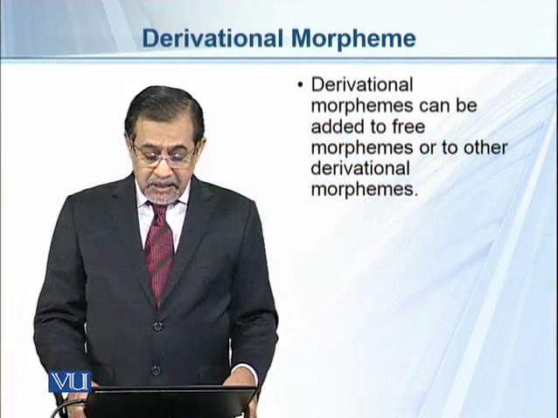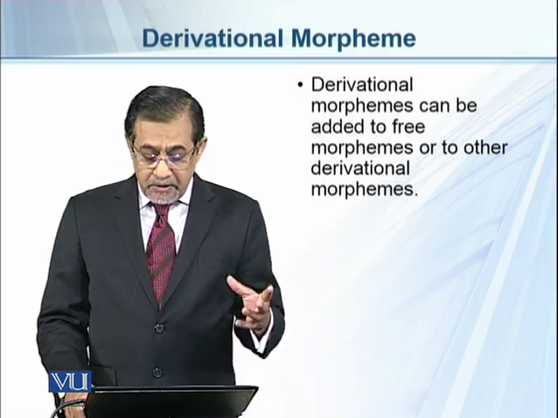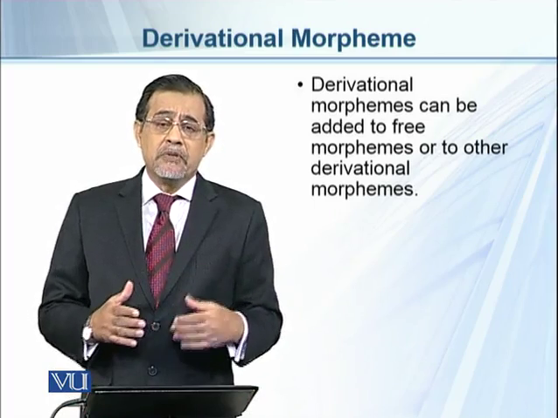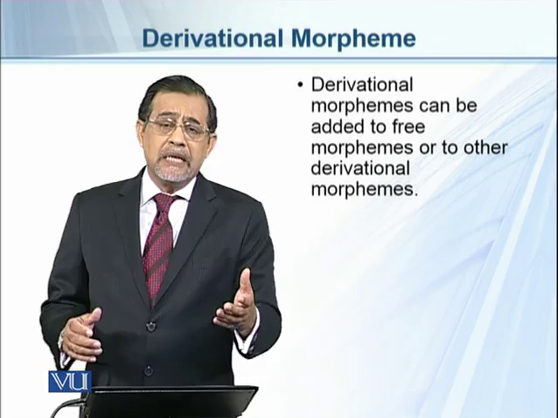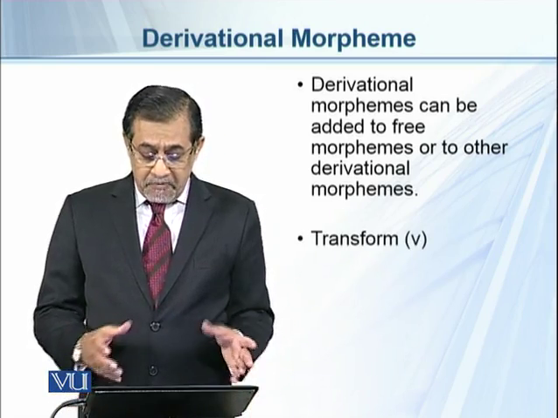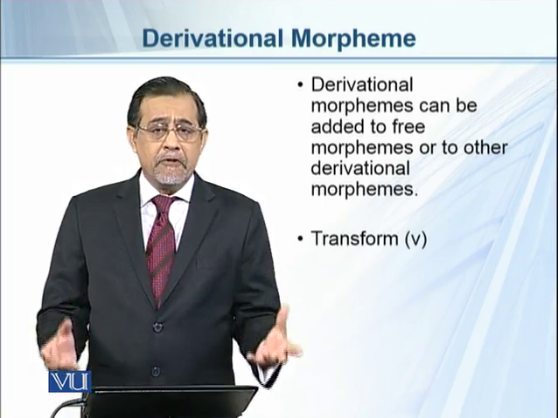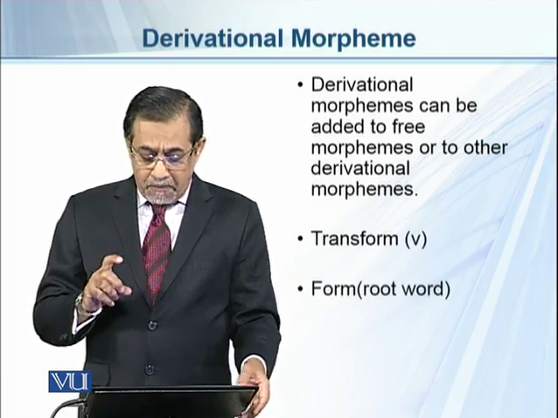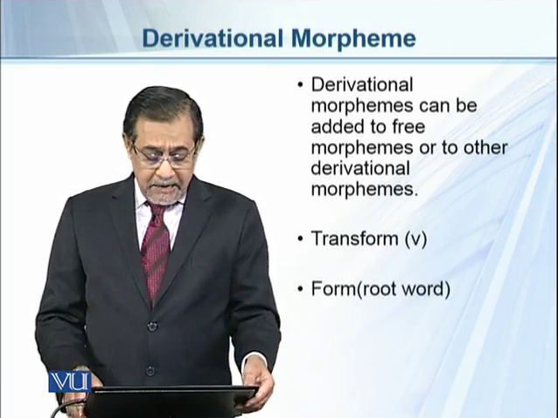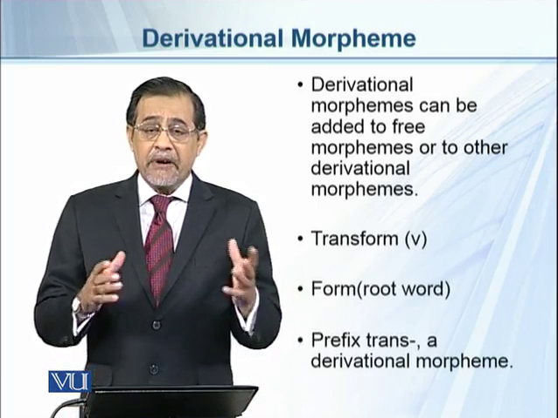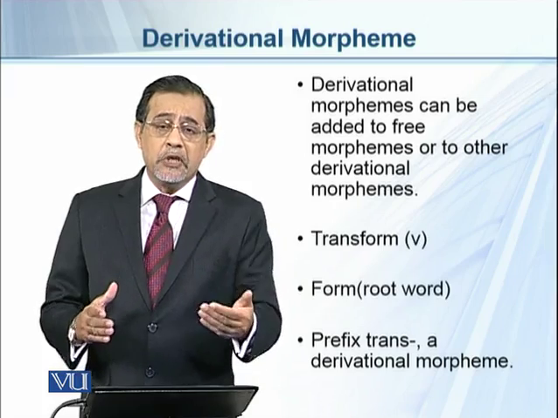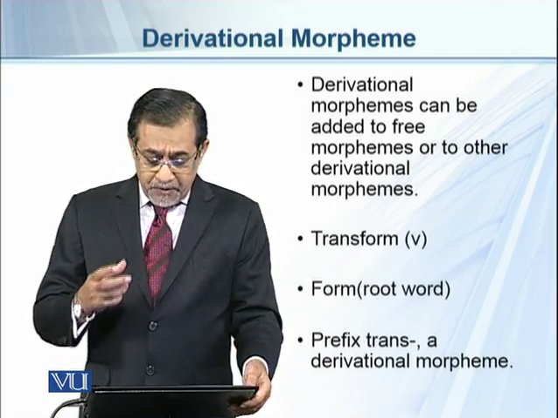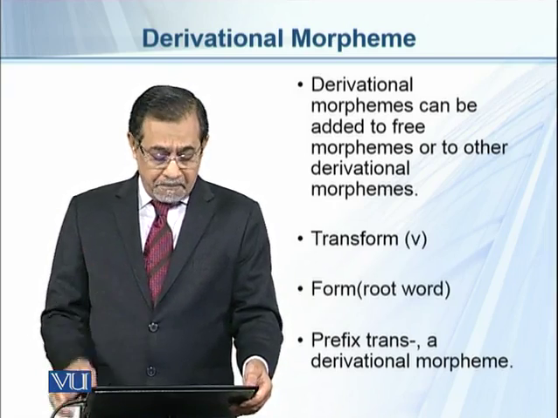So derivational morphemes can be added to free morphemes or other derivational morphemes. It means that we can add derivational morphemes to stems or to other derivational morphemes. For example, we have the word transform. It's a verb. But if we look at it, the basic form of this word is form, which is the root word. And we have added trans, which is a prefix. Prefixes are also derivational. In English, all the prefixes are derivational. So this word becomes transform by adding trans to form.